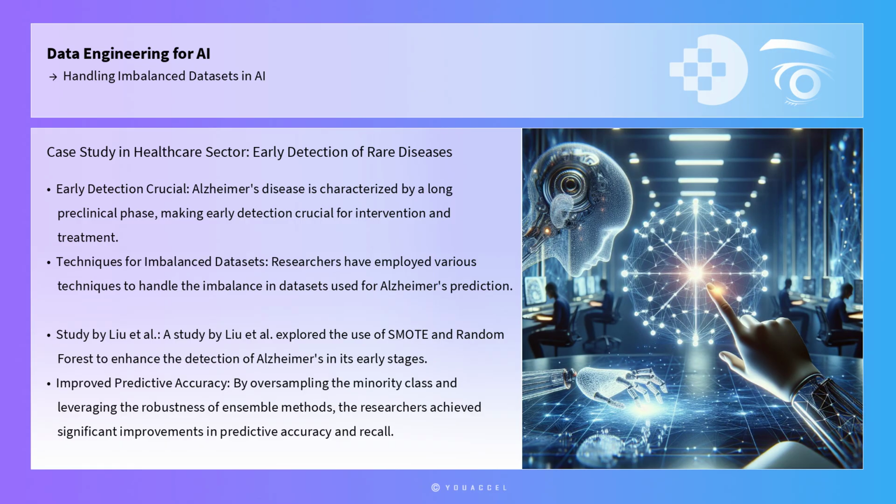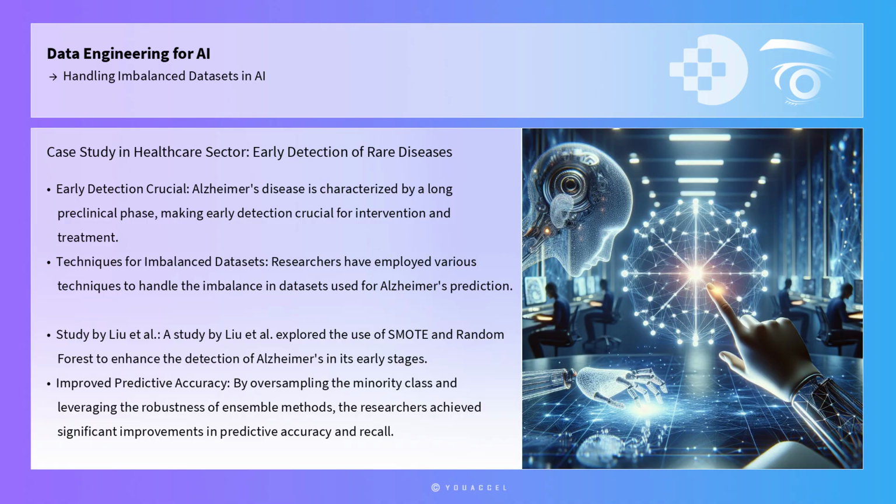A practical case study illustrating these concepts can be found in the healthcare sector, specifically in the early detection of rare diseases. One such example is the prediction of Alzheimer's disease using machine learning models trained on imbalanced datasets. Alzheimer's disease is characterized by a long preclinical phase, making early detection crucial for intervention and treatment.